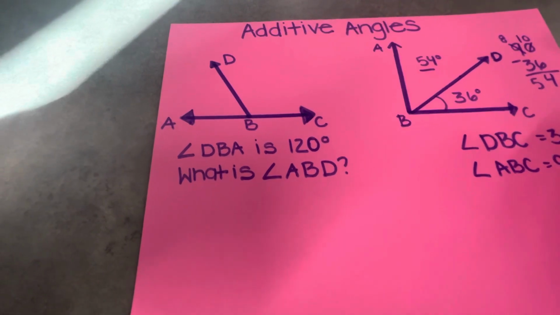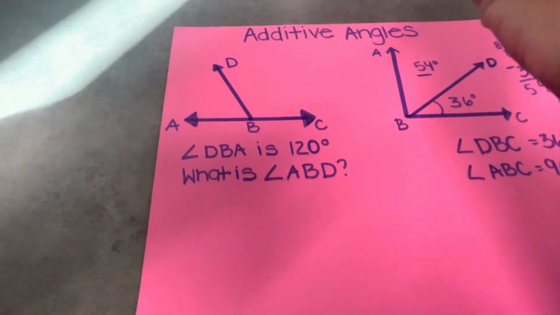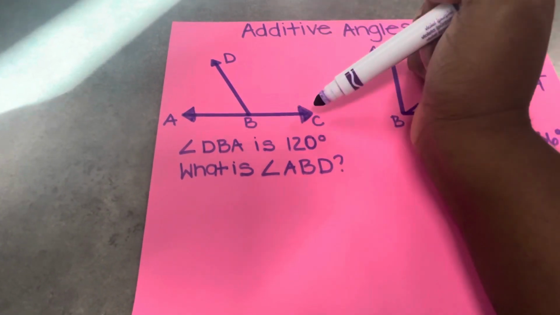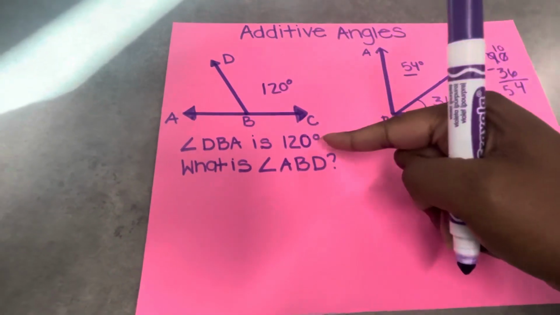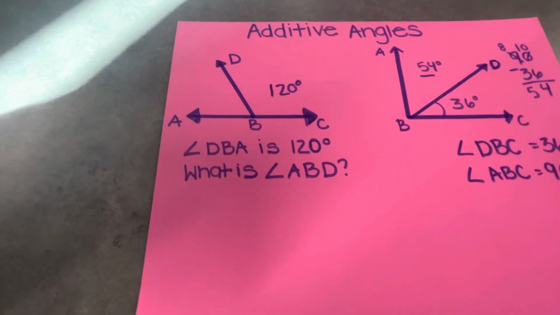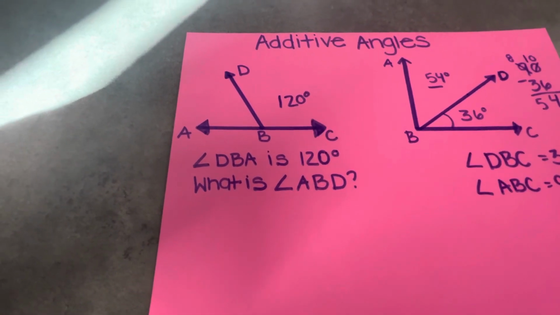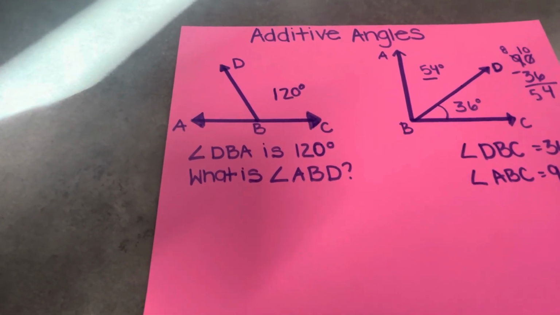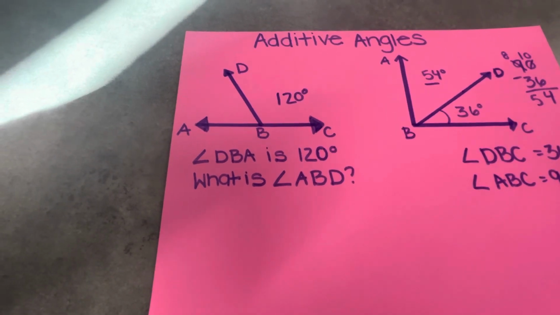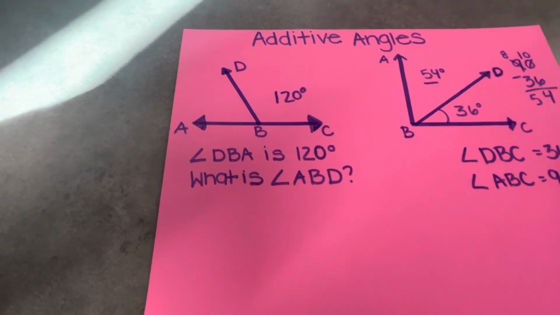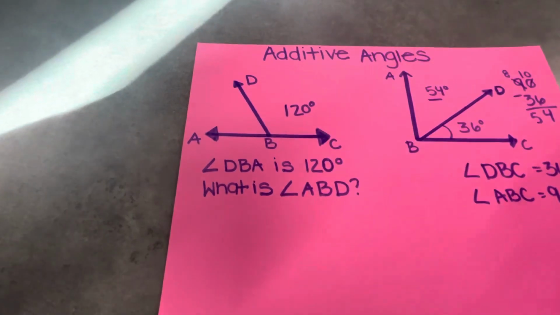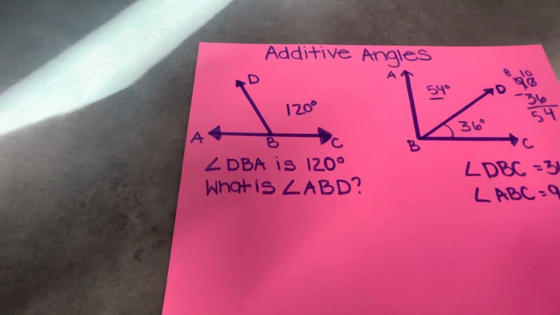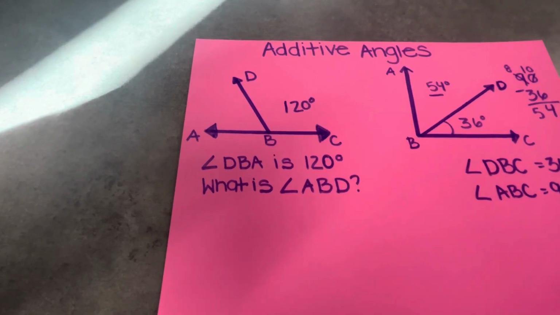So it's actually written a little bit differently. I know that this angle DBA is 120 degrees because it tells me right here, right? I know something else, even though I only see one number. I know that a straight angle is 180 degrees, okay? So I know that this angle and this angle should add up to 180 degrees because it's a straight angle. ABC is a straight angle.